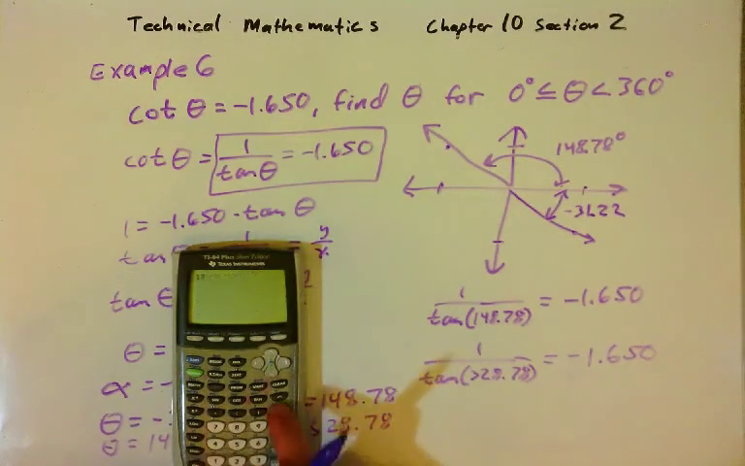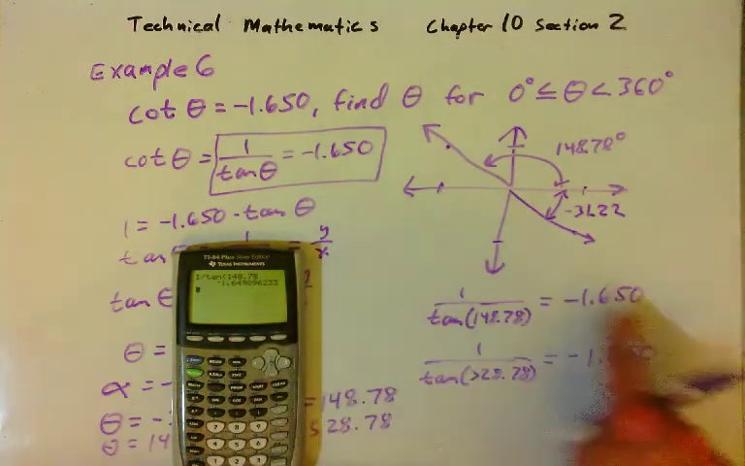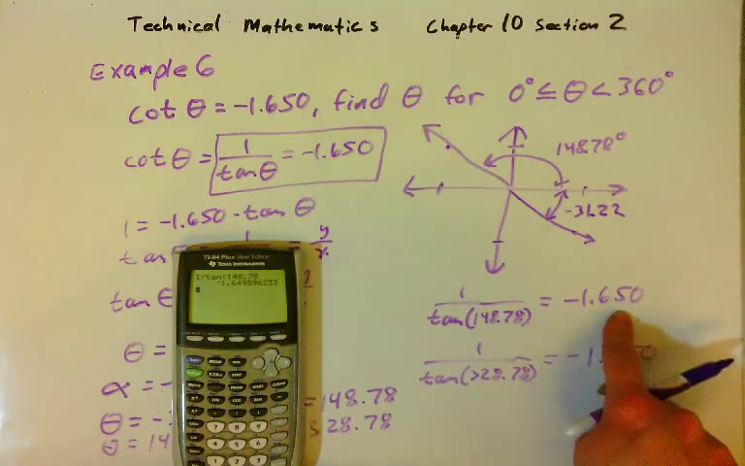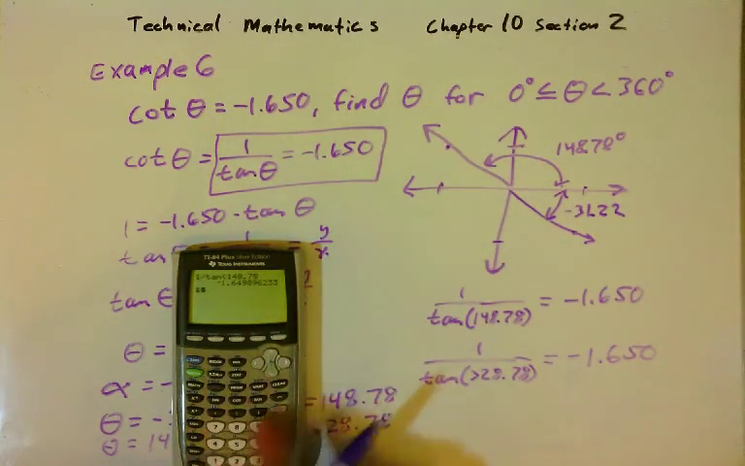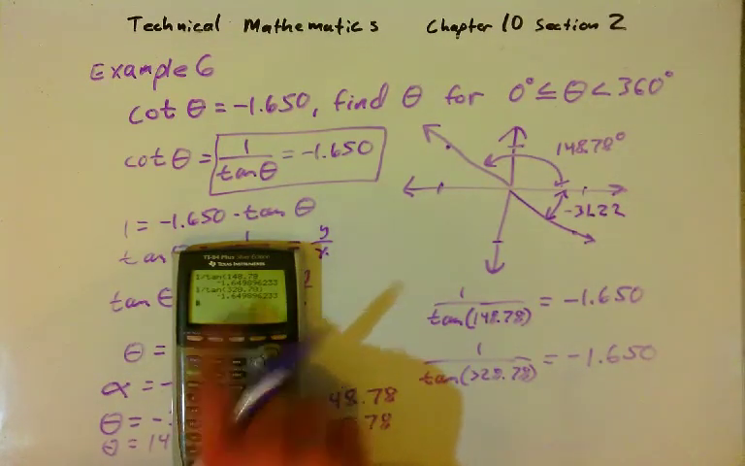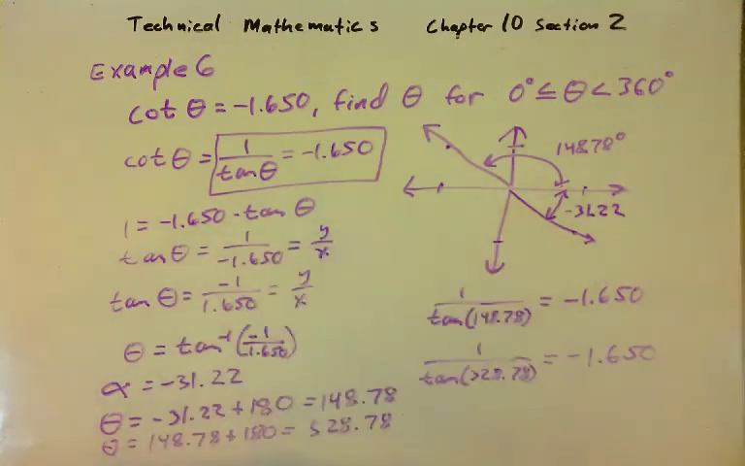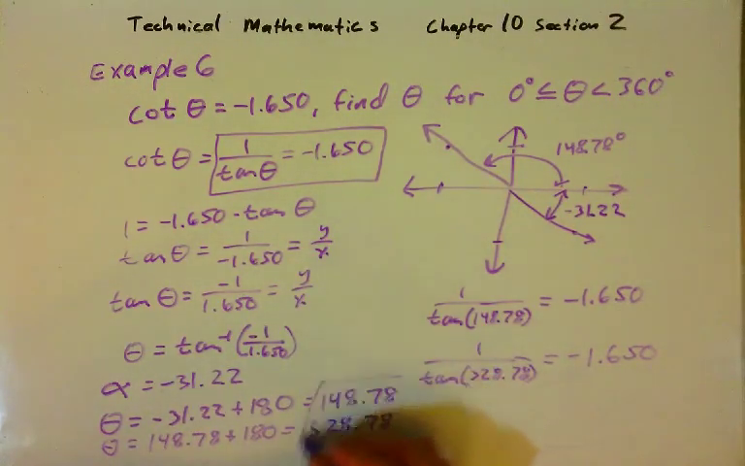Let's check. Take 1 divided by the tangent of 148.78, and we get negative 1.649 which rounds to negative 1.650. Also 1 divided by the tangent of 328.78. And again, we get negative 1.6498, which rounds to negative 1.650. So these are our two answers for theta.